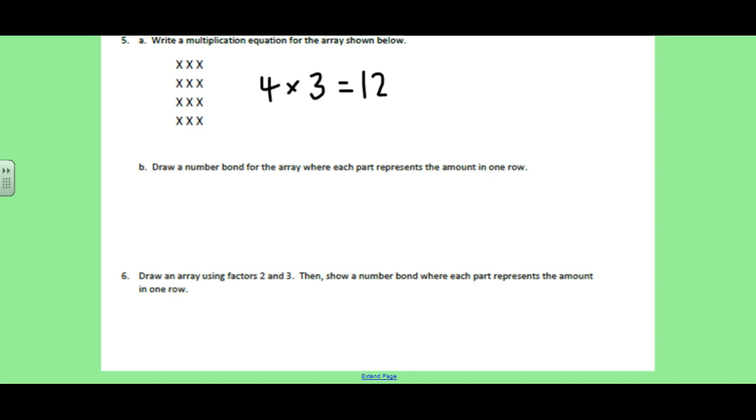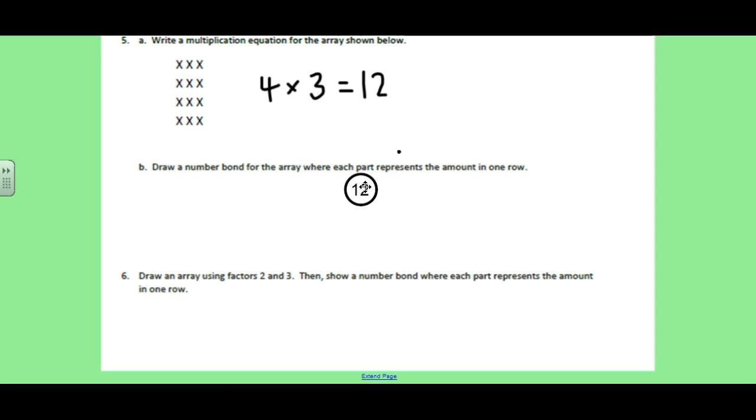Now the next part of this question says draw a number bond for the array where each part represents the amount in one row. So if you remember this from the Zern video, you have a circle at the top, and whenever you have a number bond, the circle at the top stands for the total amount. So the total amount that we're working with right now is 12, because we know that 4 times 3 is equal to 12. So we've got 12 in the top circle of our number bond, and then sometimes we've got 2 parts coming out of our number bond. Sometimes our number bond has 3 parts. It could have up to 10 parts.